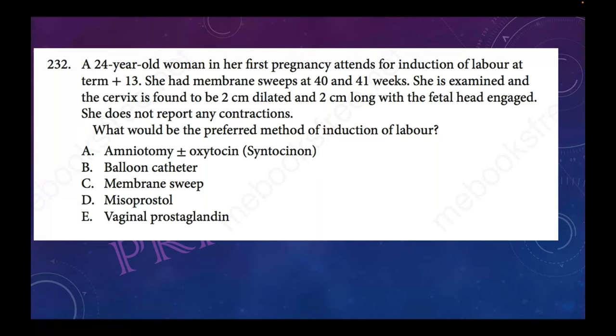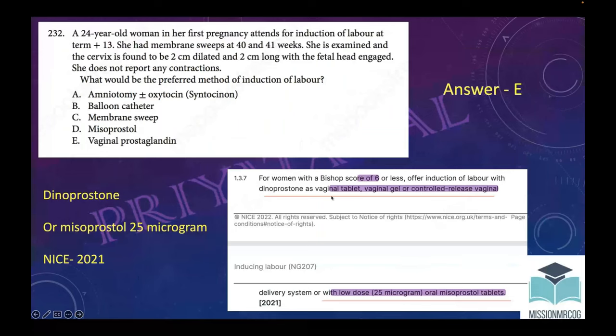Answer. Prostaglandin. Yes, but this is a new update in the guideline. In the 2021 NICE induction of labor guideline, for a woman with a Bishop score less than 6, induction of labor can be done with dinoprostone, as a vaginal tablet, vaginal gel or controlled-release vaginal delivery system, or with a low-dose 25 microgram misoprostol tablet. So this is the new update in the 2021 guideline about induction of labor.